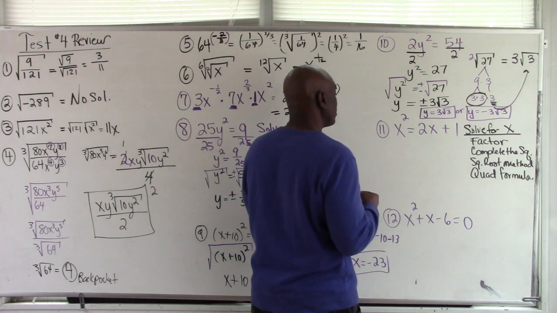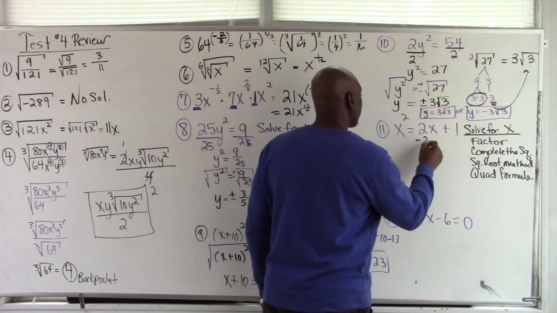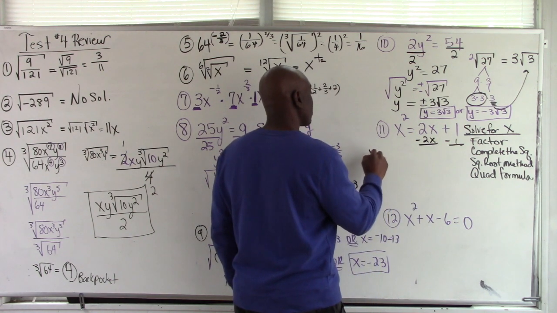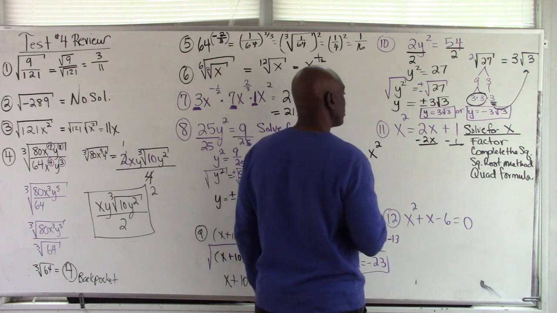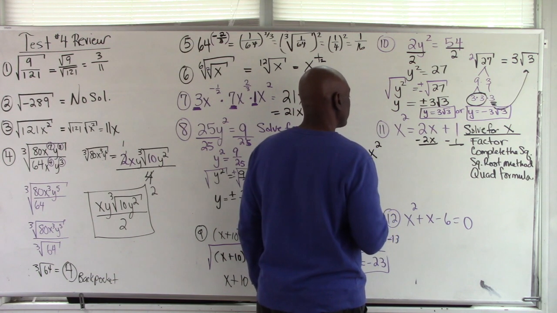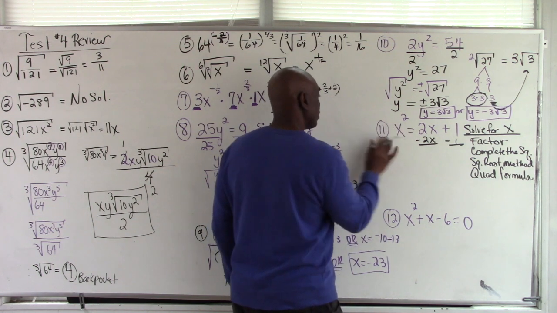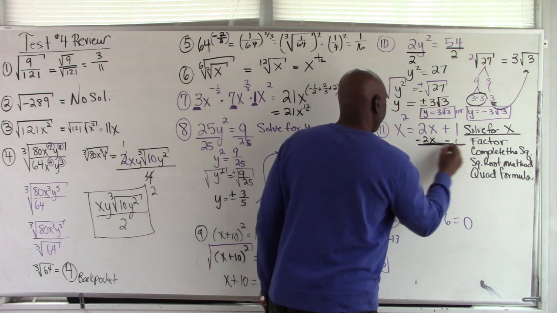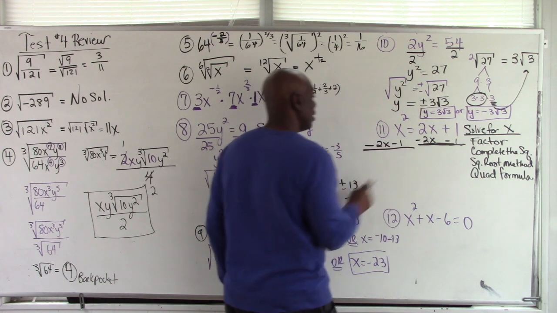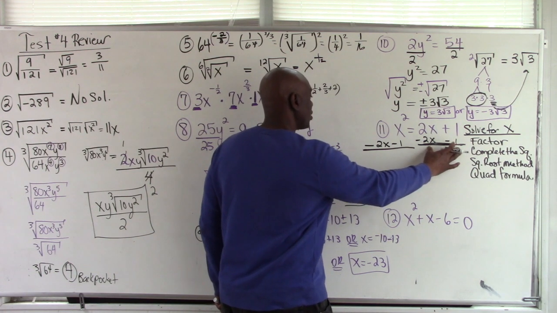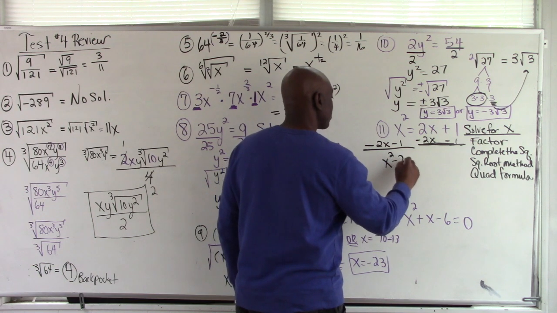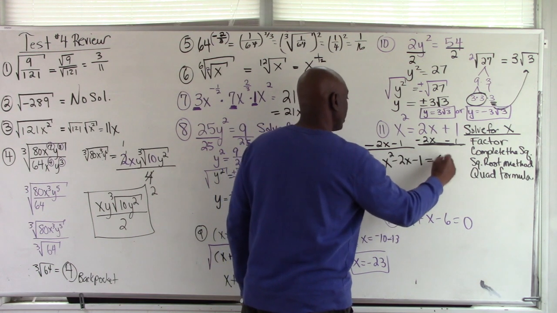I'm going to subtract 2x and 1 from both sides. Well, let me write it like this. If I subtract this on one side, I'm going to subtract it on the other side. Minus 2x minus 1 over here. So I'm going to get x squared minus 2x minus 1 equals 0.